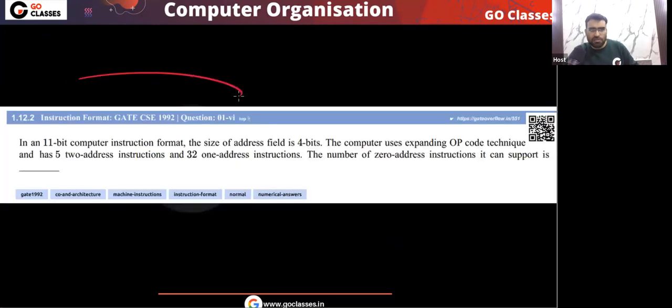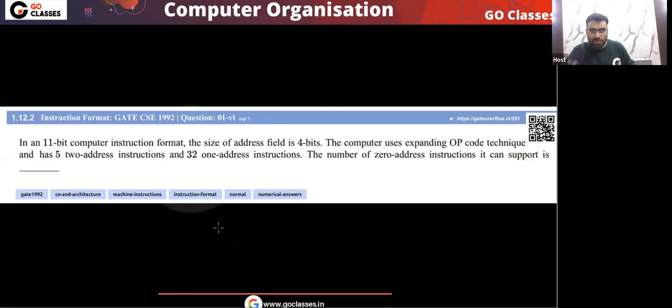Now let's solve this question. This is a GATE 1992 question. Tell me the answer. We will apply method number 1. Let's solve this question using method number 1, that is your bit pattern method.